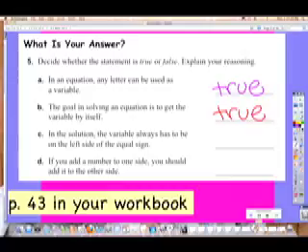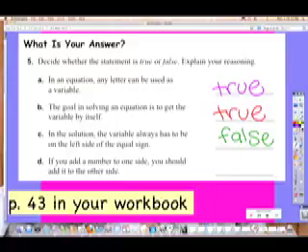Letter C, I'm curious. In the solution, the variable always has to be on the left side of the equal sign. Shout out, what'd you put? False. Yay, guys, false, right? Doesn't have to be. We'll still understand what that solution is. Okay, and then the last one. If you add a number to one side, you should add it to the other side.